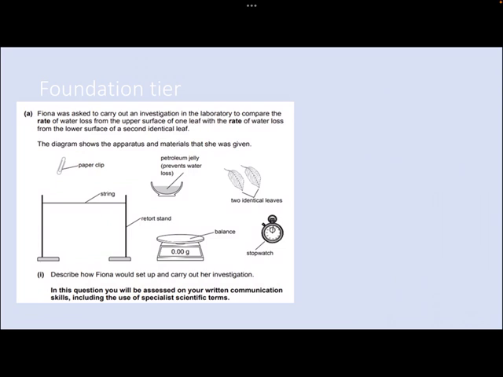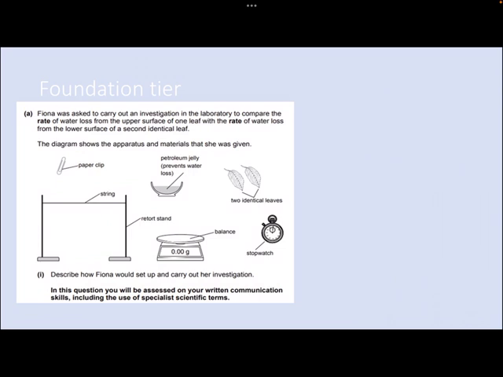So here are some example questions that you could be asked about transpiration. So for foundation tier, Fiona was asked to carry out an investigation in the lab to compare the rate of water loss from the upper surface of one leaf with the rate of water loss from the lower surface in the second identical leaf. The diagram shows the apparatus and materials that she was given. Describe how Fiona would set up and carry out her investigation. So this is a 6-marker question. You can see that the word rate has been put in bold, so you need to be thinking how you can measure rate. So if you can pause the clip and see if you can answer this for 6 marks.